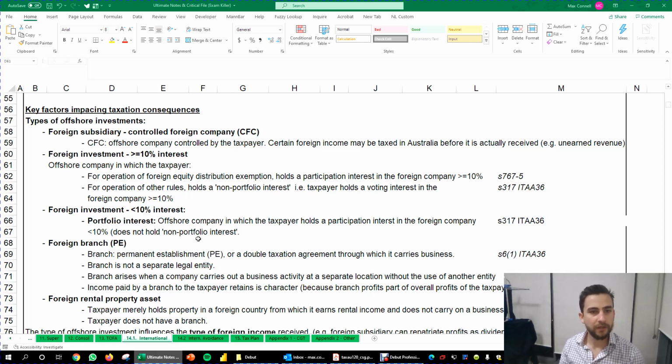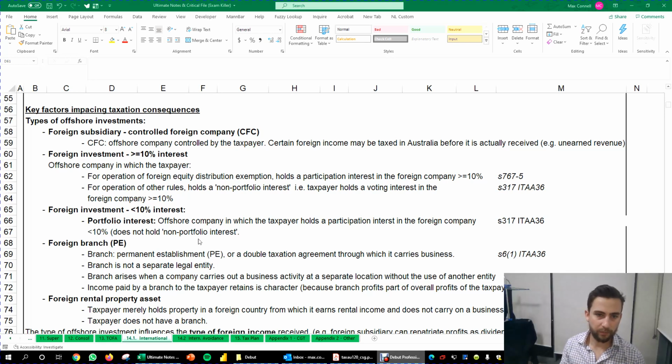So the first one, a foreign subsidiary, controlled foreign company, a CFC. So you'll see those initials coming up a few times in the international tax chapters. So a CFC is an offshore company controlled by the taxpayer. So certain foreign income may be taxed in Australia before it's actually received. So for example, I'm an Australian resident and I set up a company in Singapore. That will be a CFC because it's a foreign company, but it's controlled by an Australian taxpayer.